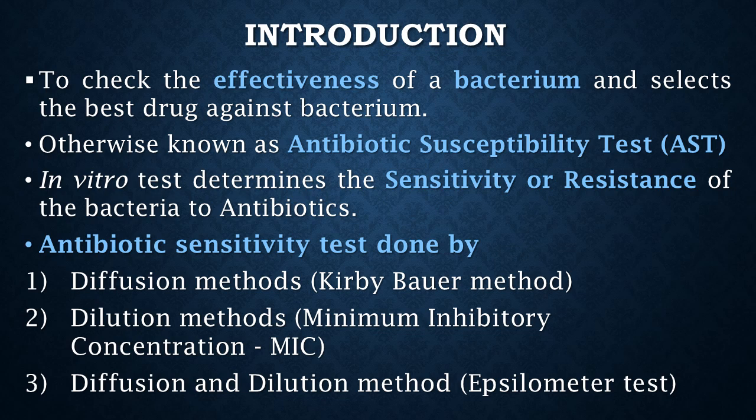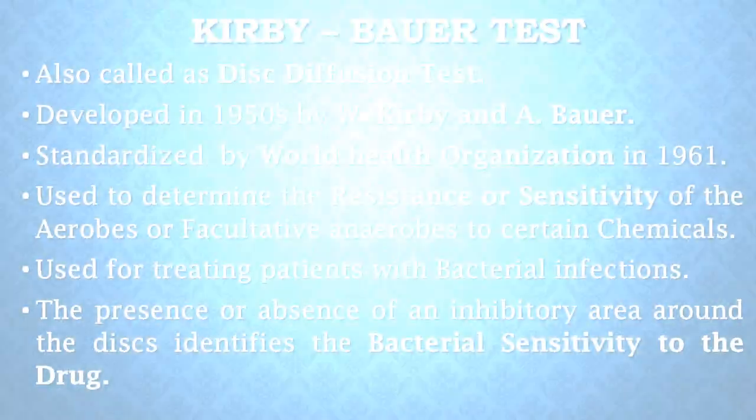Other names of antibiotic sensitivity test are antibiotic susceptibility test, sensitivity testing, antimicrobial susceptibility test. It is an in vitro test which determines the sensitivity or the resistance of a bacteria to a particular antibiotic. Some of the methods used to test antibiotic sensitivity are diffusion method, which is otherwise known as Kirby-Bauer method, dilution method, which is the minimum inhibitory concentration, diffusion and dilution method, and epsilometer test.